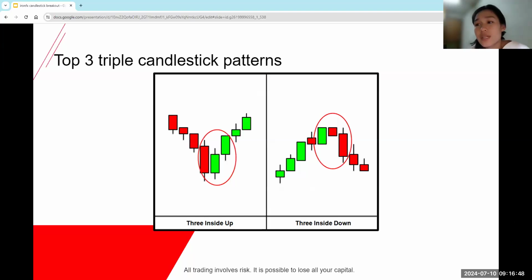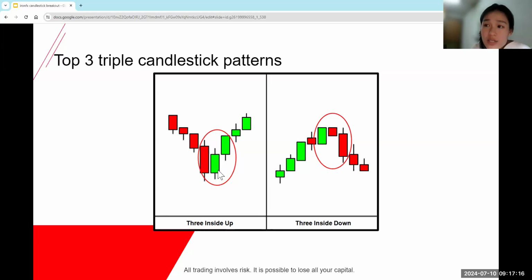Okay, so next we have the three inside up and the three inside down. Again, this is quite difficult to find, I think, because you have a first candlestick. I think this formation is quite popular and quite difficult to spot. But anyway, we have a first candlestick that's bearish for our three inside up.